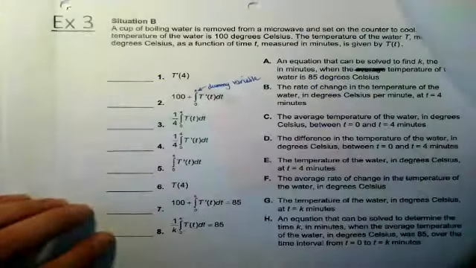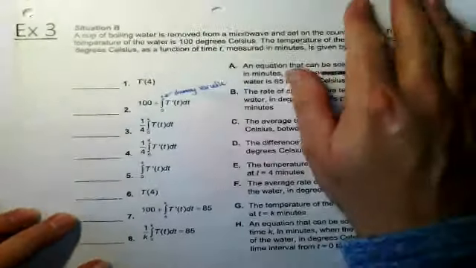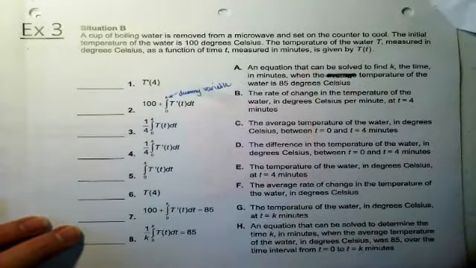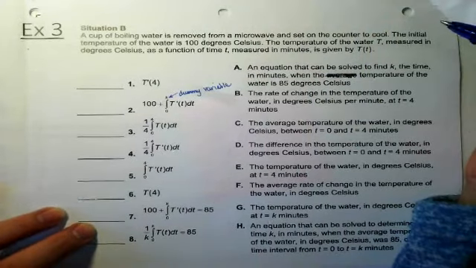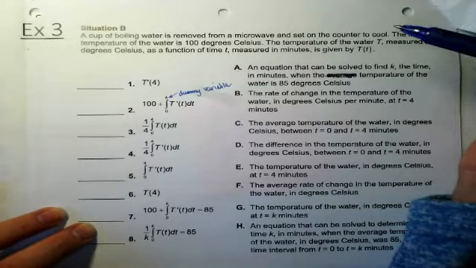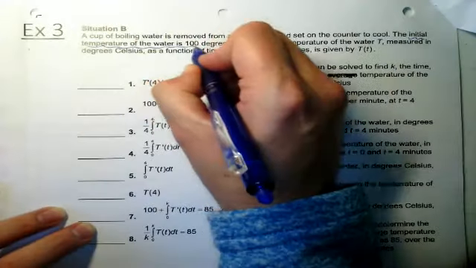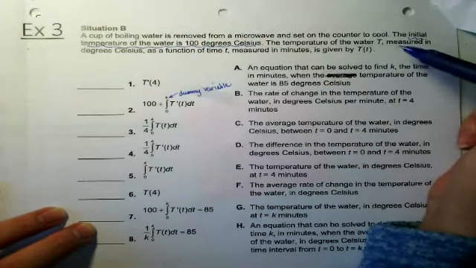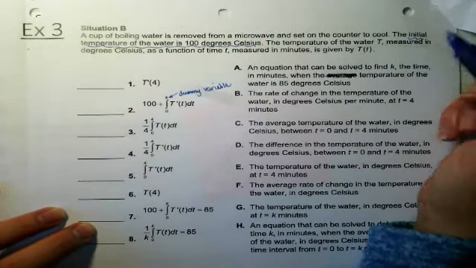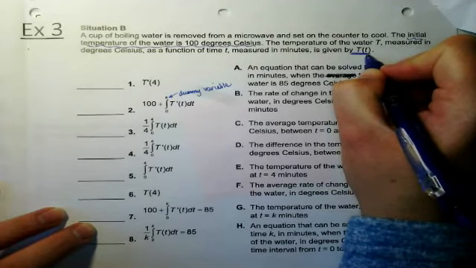Okay, this is part 2 of 8.2, accumulation in context. All right, once again, lots of words going on here, and this is just interpretation of meaning. So a cup of boiling water is removed from a microwave and set on the counter to cool. The starting temperature of the water is 100 degrees Celsius. The temperature of the water T is measured in degrees Celsius as a function of time t in minutes. And so this is the temperature of the water after t minutes.